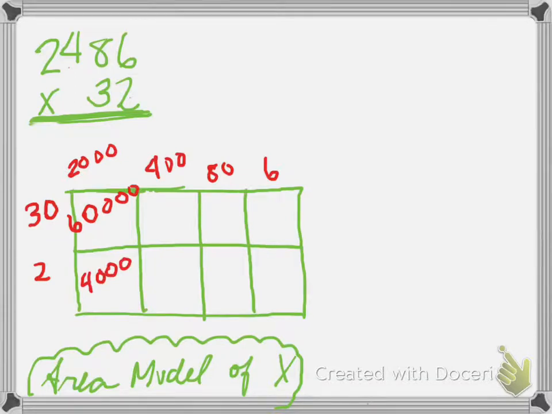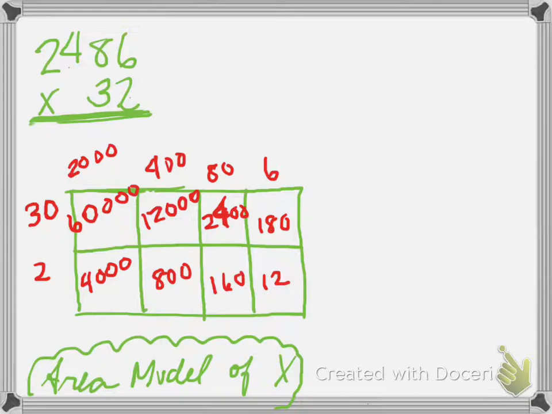Then I'm going to go 30 times 400. 3 times 4 is going to give me 12. I'm going to keep my zeros. 2 times 400 is going to give me 800. I can just mental math that one. 30 times 80, well, 3 times 8 is going to give me 24. And there's 2 zeros there. It's a 4, not a 9. 80 times 2 is going to give me 160. And then I've got 30 times 6. 6 times 3 is going to give me 18 with that 1 extra 0. And 6 times 2 is going to give me 12.